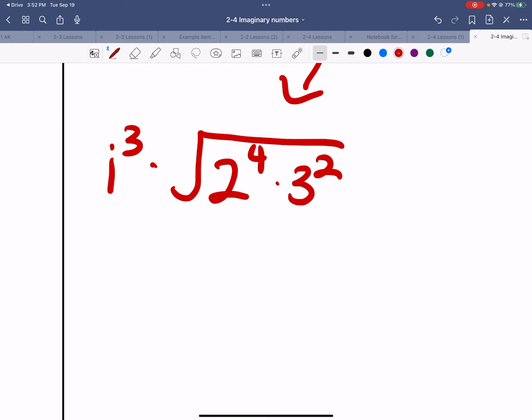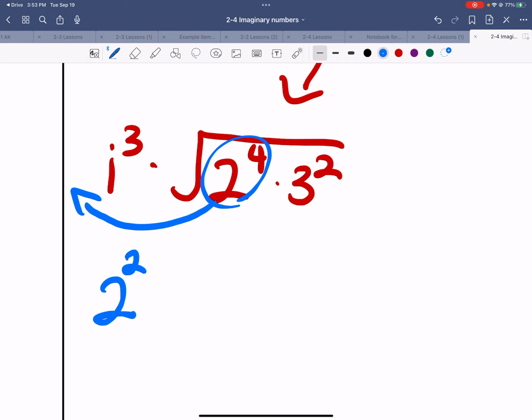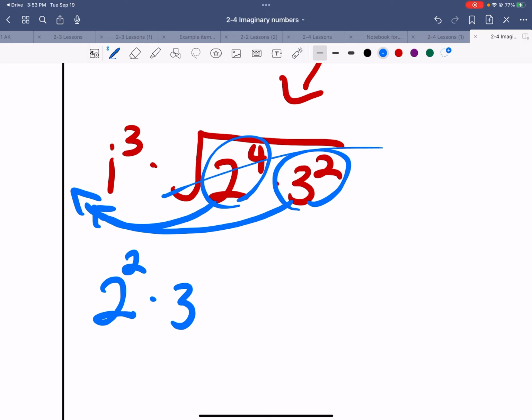All right, let's see what I can take out. 2 to the fourth power. So how many pairs are there? 2. So I'm going to take 2 pairs. 3. How many times can I take out? Once, because I have 1 pair. And I've got nothing left over, so that's gone. And I still have I to the third power.